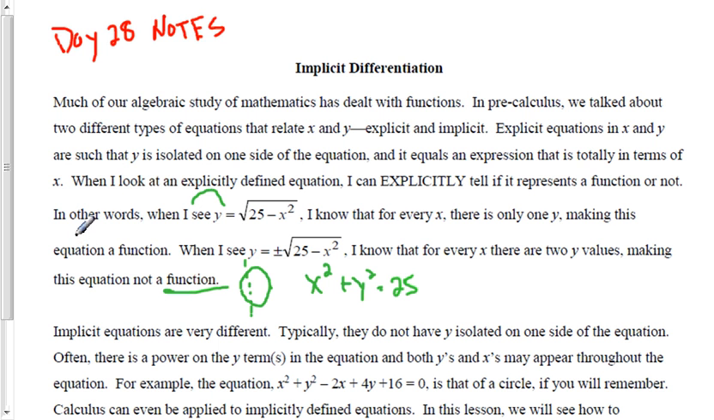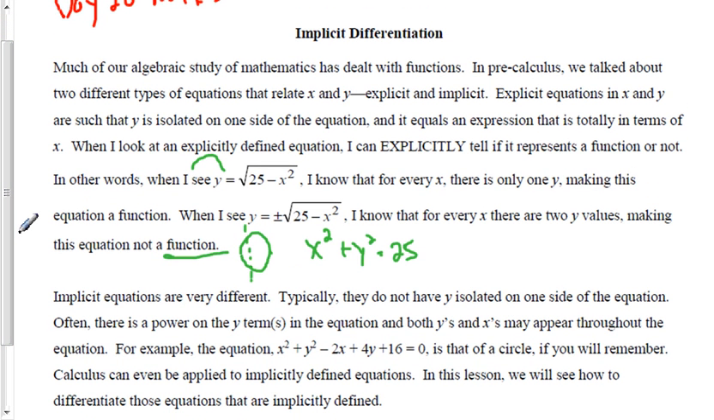So now, down below, implicit equations are very different. Typically, they do not have y isolated on one side of the equation. Often there's a power on the y term or terms in the equation, and both y's and x's may appear throughout the equation. So from our study of conics, the equation x squared plus y squared minus 2x plus 4y plus 16 equals 0 is a circle, and calculus can be applied to implicitly defined equations.